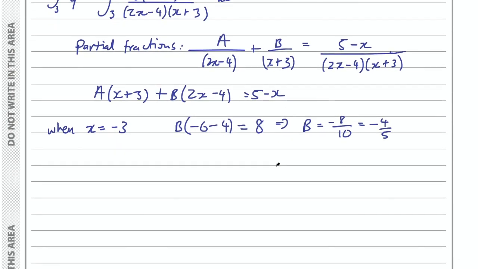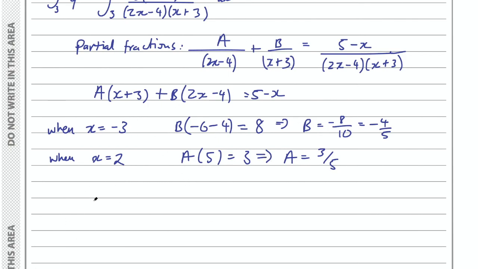Okay, so we have B, and then to make this expression equal to 0, we could use x equal to 2. So when x equals 2, this would be 0, so we'd have A times x plus 3. Sorry, we're plugging in 2 here. So we'd have A times 5 equal to 5 take 2, which would be 3. So therefore A equals 3 on 5. So now we have our partial fractions.